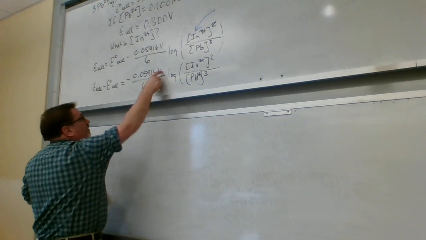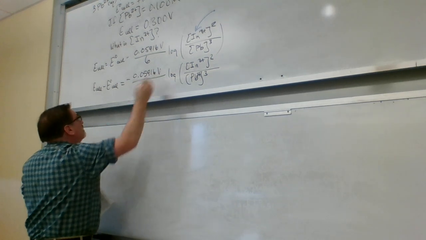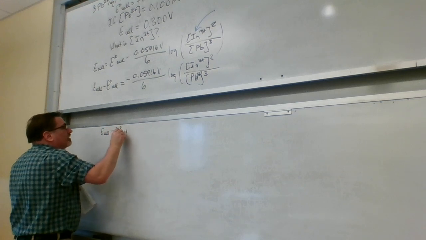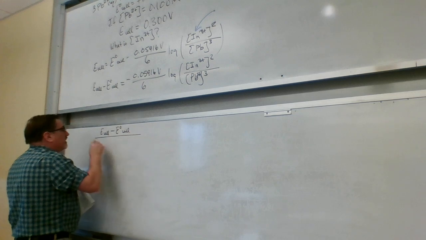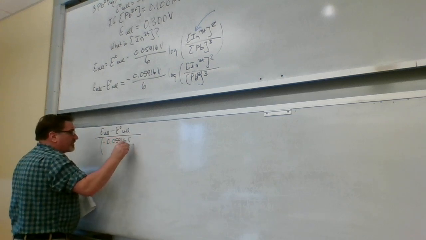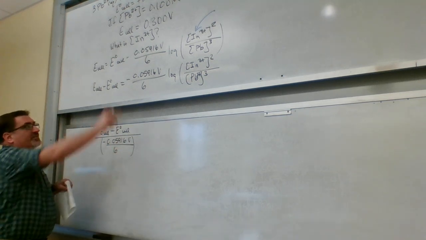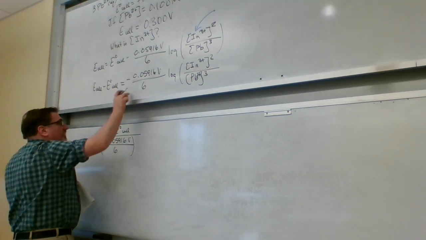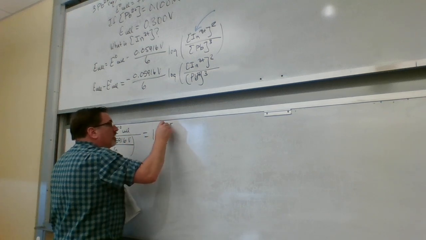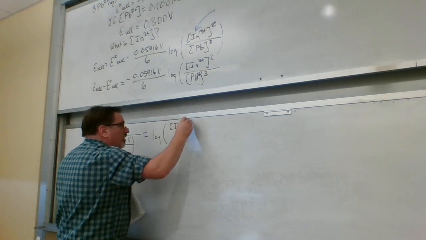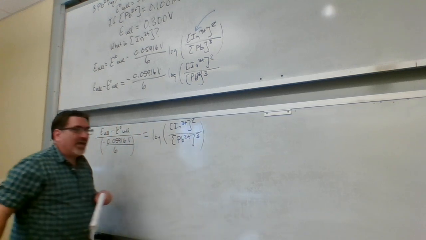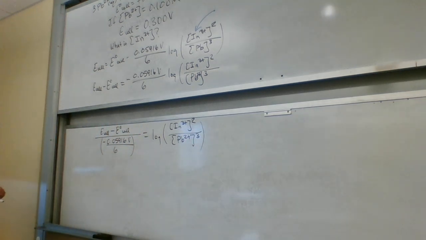Now I'm going to get rid of the 0.05916 over 6. So E cell minus E0 for the cell divided by the quantity minus 0.05916 volts over 6. I just divided both sides by these numbers right here. Equals the log of indium squared over Pb2+ cubed. Hang with me here. Don't want to lose you.